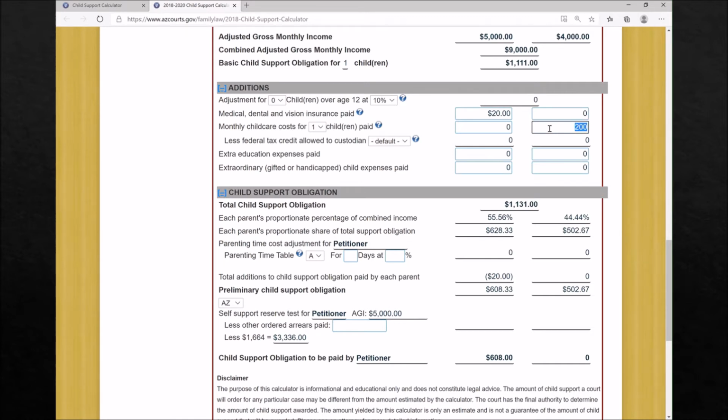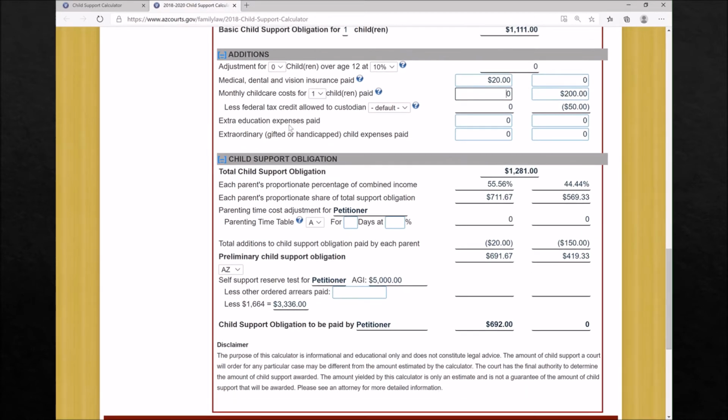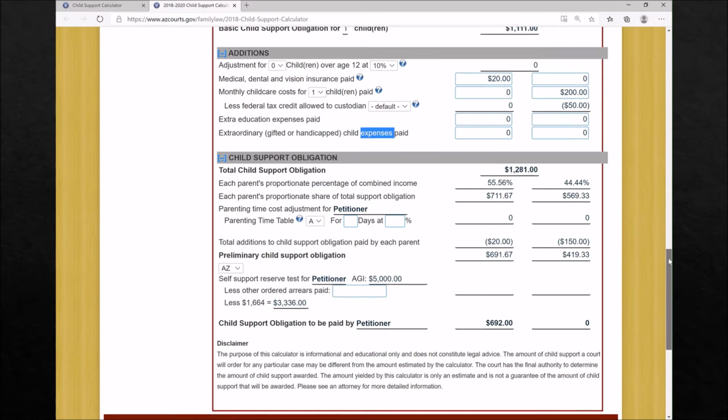Now, since the mother is already paying this amount, the father does not have to pay anything additional, right? So based on that, it shows you that the federal tax credit allowed to custodian is $50. So she can take this federal tax credit. So essentially, she spent only $150 a month for daycare expenses. Extra education expenses paid and extraordinary gifted or handicapped expenses paid. Let's just keep that at zero for now for this example. Of course, feel free to enter this if they apply in your case.